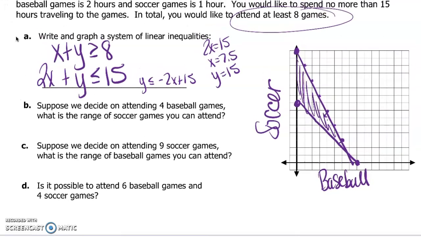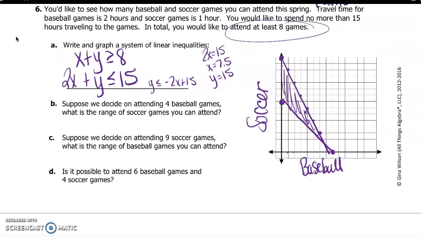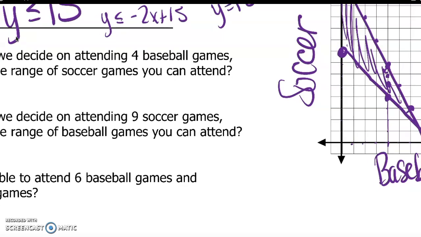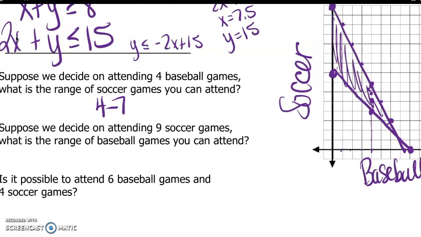So now we have some specific questions to answer instead of just finding 2 on our own. The first one says, if we decide to attend 4 baseball games, what's the range of soccer games? So we need to count over 4 for baseball and figure out what that means for my y values then. So I can go from here to here. So 1, 2, 3, 4, 5, 6, 7. So 4 to 7 would be our range of soccer games.